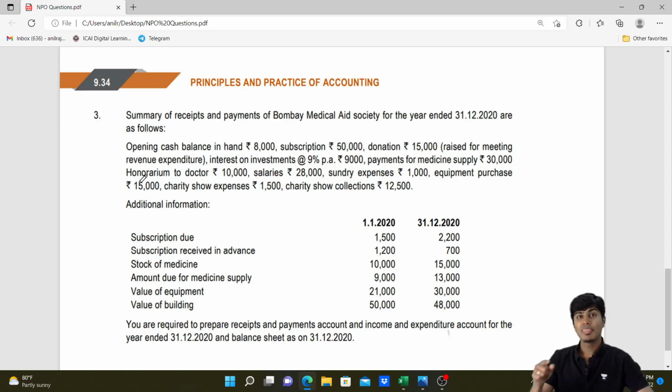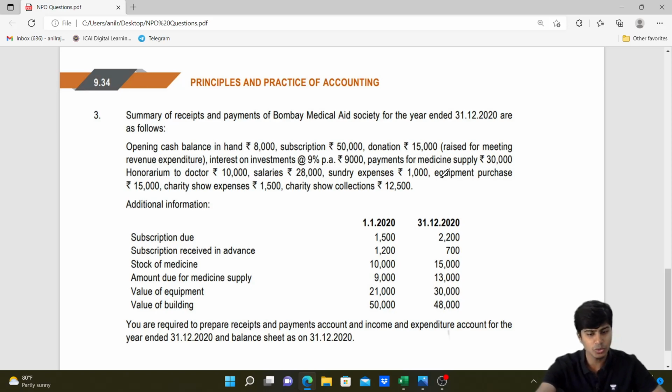Equipment purchased. This is an asset purchased, not revenue expenditure. So this equipment purchase will come on the payment side of receipts and payment, but it will no longer be on the expenditure side of income and expenditure. This equipment purchase will come in the balance sheet as an asset. If there is an existing asset, we'll add it to it. If not, we'll create a separate line item on the asset side of the balance sheet and then write it. Of course, in the closing balance sheet, not the opening.